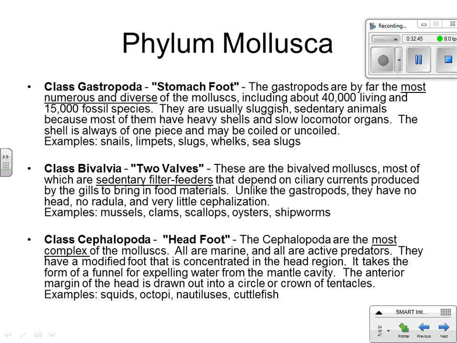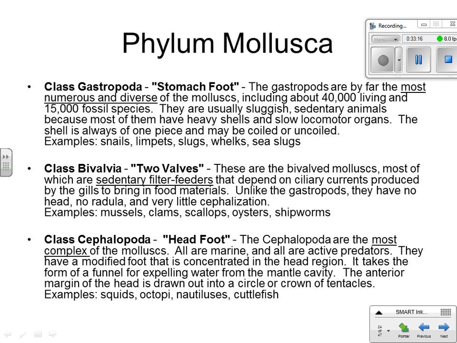The next class, Bivalvia, the bivalves. It means two valves, but really we're talking about two what? We're talking about a clam, we're talking about two what? Two shells, two-part shells. So these are things like your mussels, like you'd see down in the Flint River, your clams, your scallops, your oysters, and even these little things called shipworms.